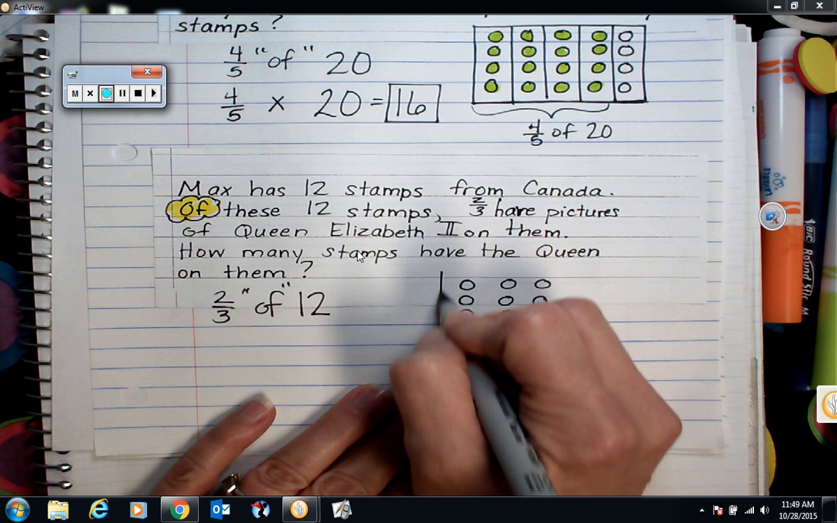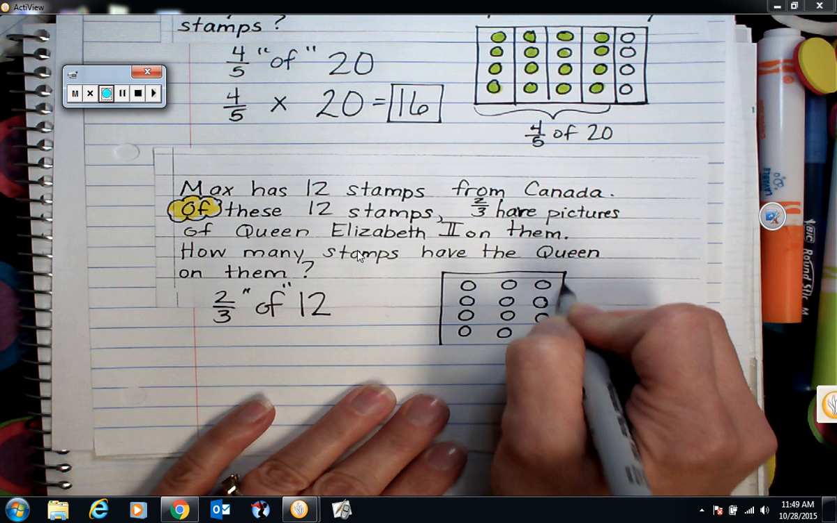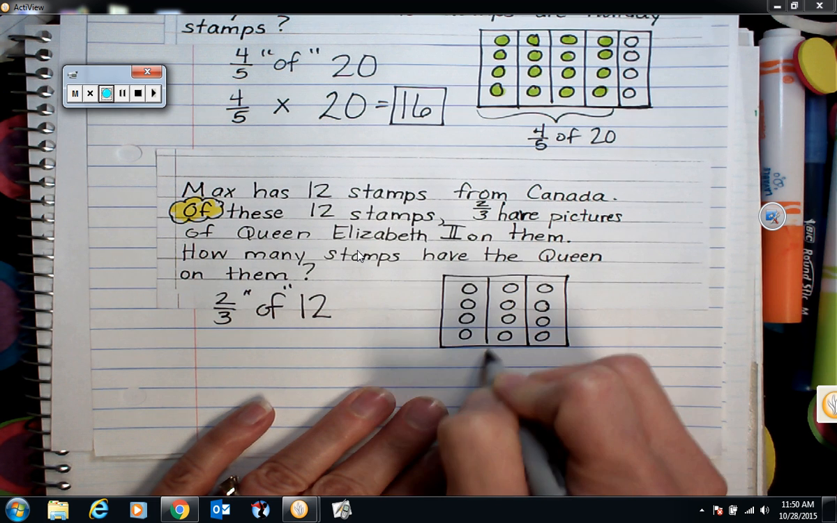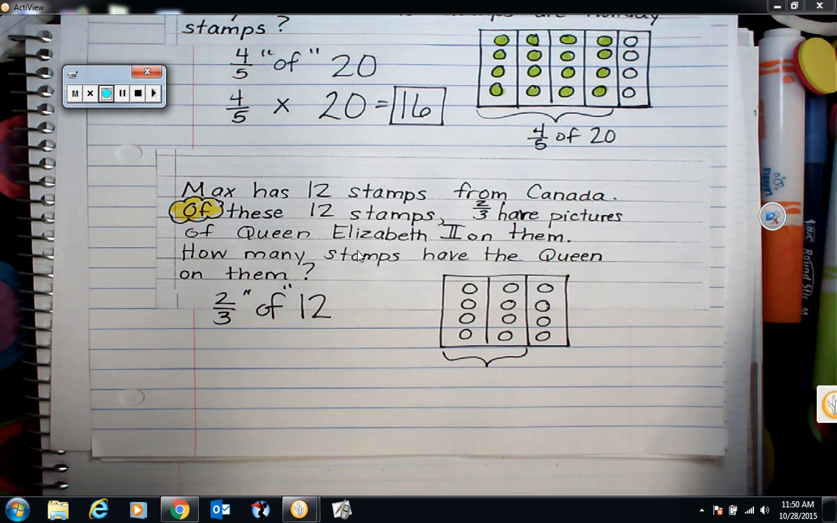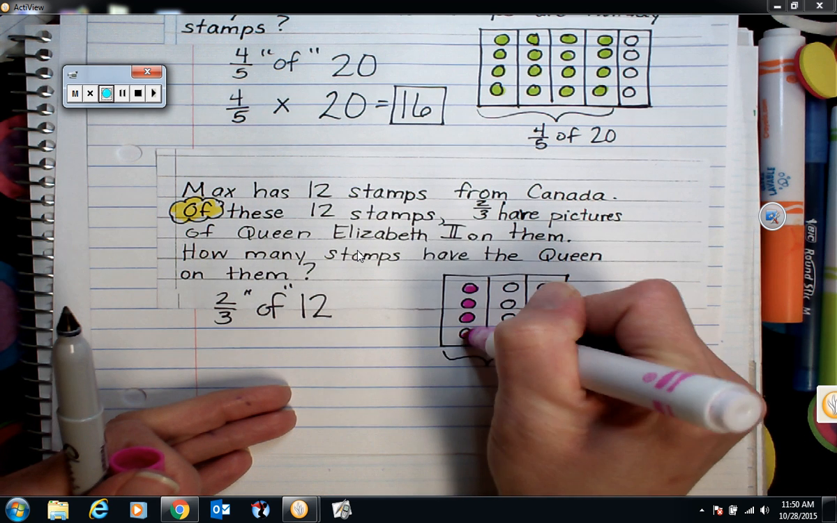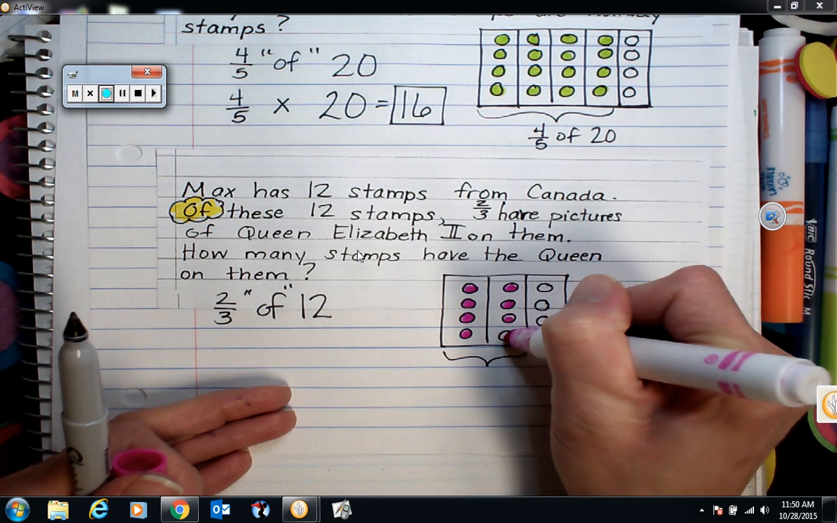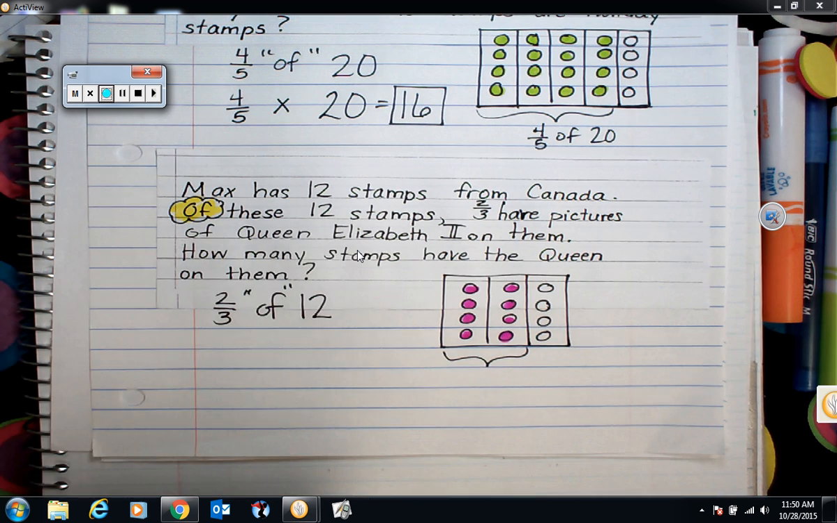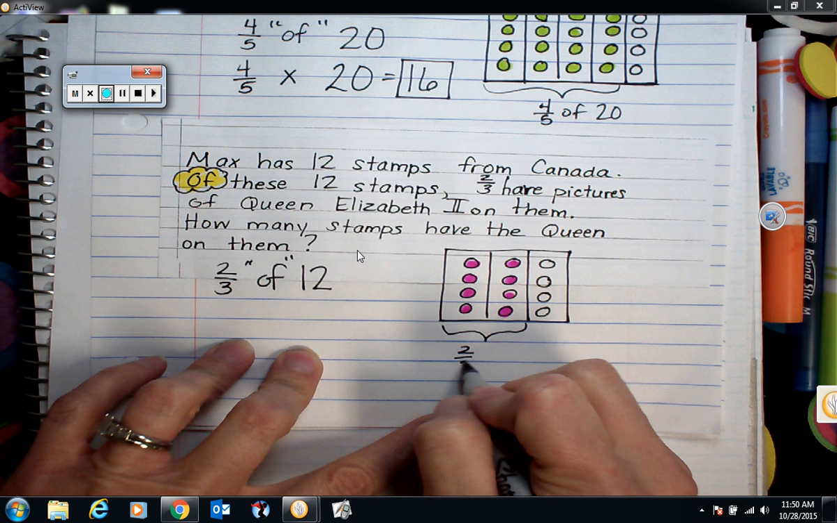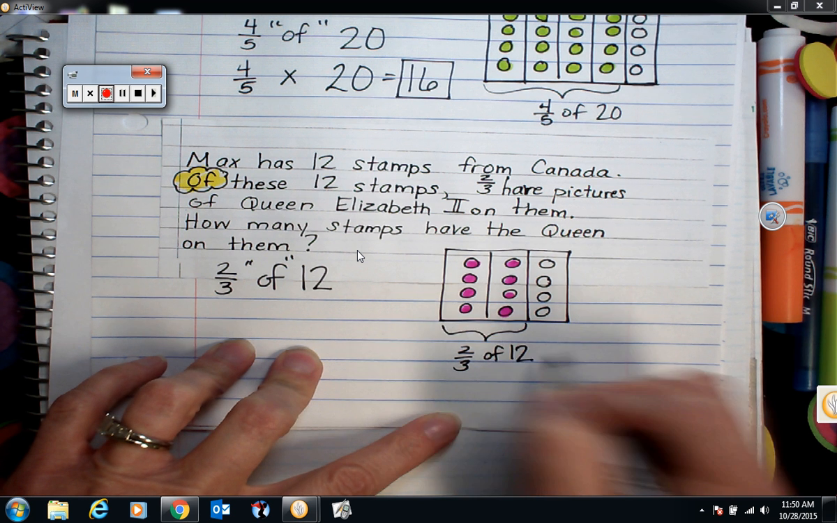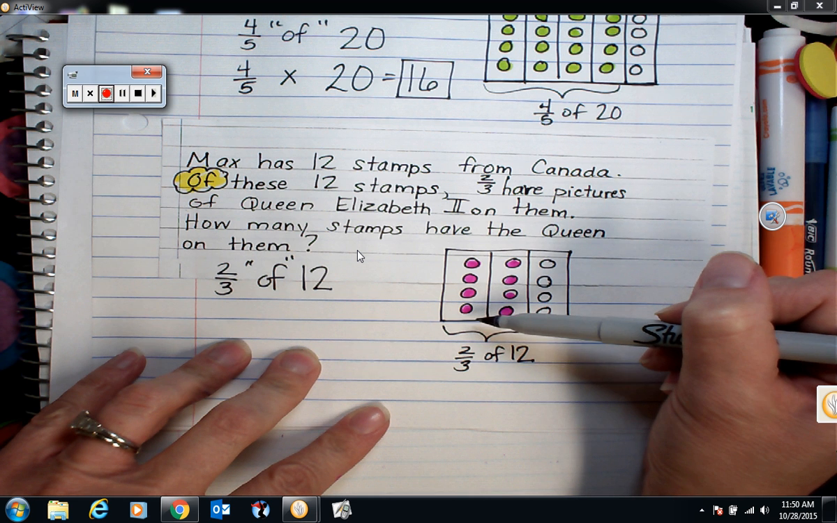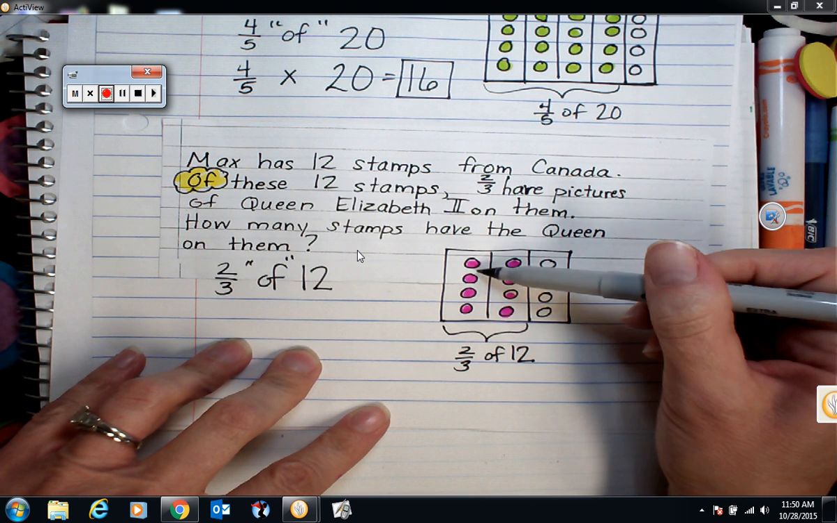And I'm going to go ahead and divide my columns up with lines so that it's really clear my 2/3. These 2 sections right here will be 2/3. In each third, there would be 4 stamps. 2/3 of 12. Each of these rows, or columns I should say, would represent 1/3 of 12. In 1/3 of 12, there's 4 stamps.